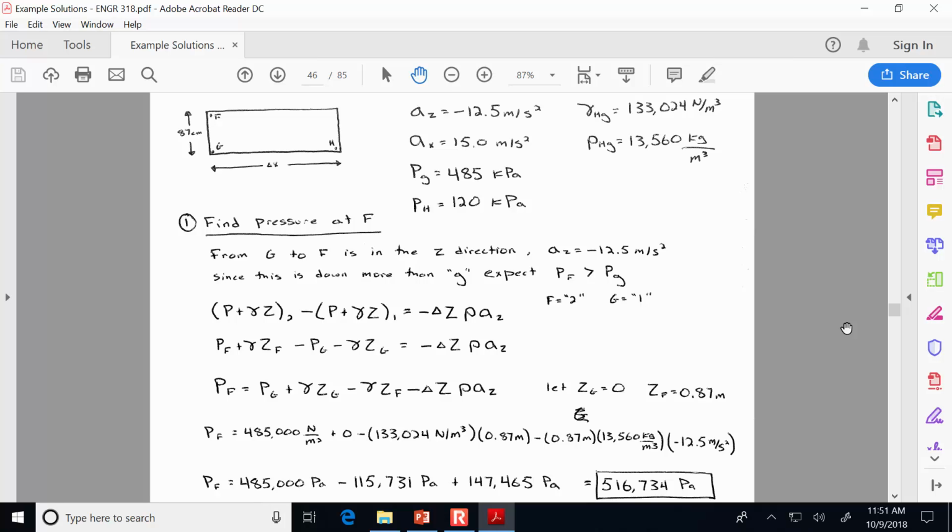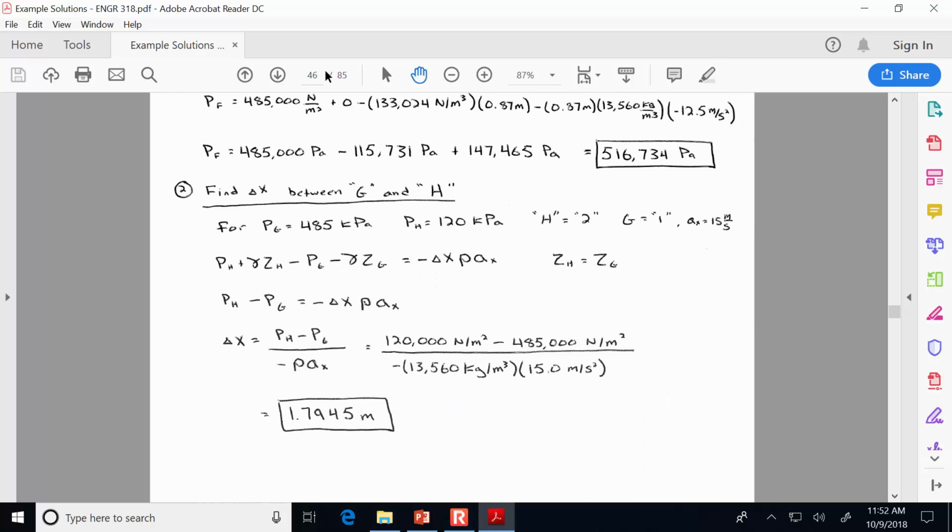I'll again emphasize the importance of including the sign in the acceleration. This acceleration has both magnitude and direction, and if you fail to account for the correct sign, that would have meant a decrease in pressure where we know it should be increasing. Okay, so that was how we found the pressure at F.